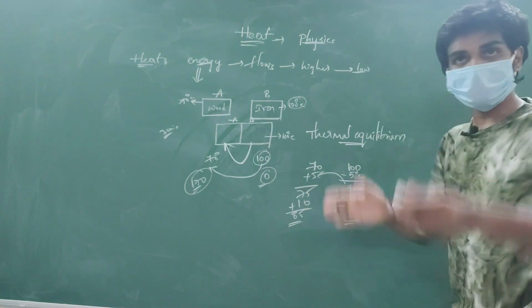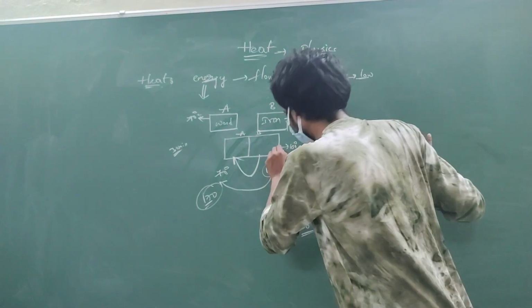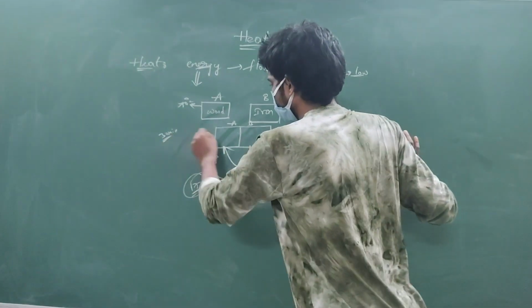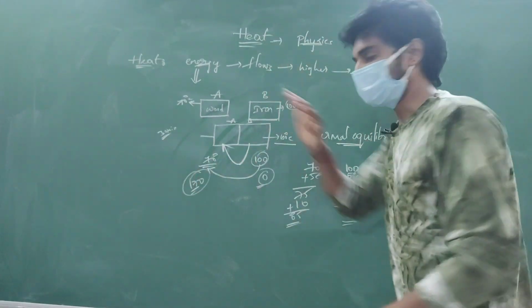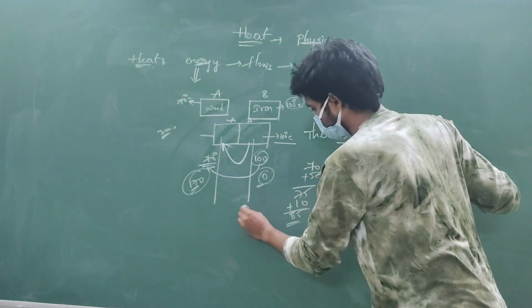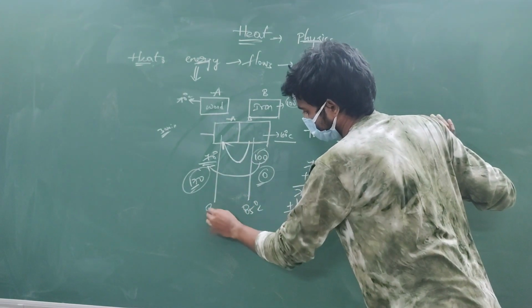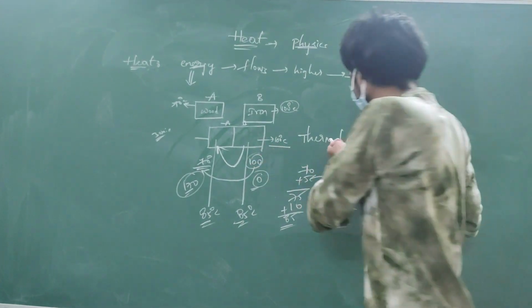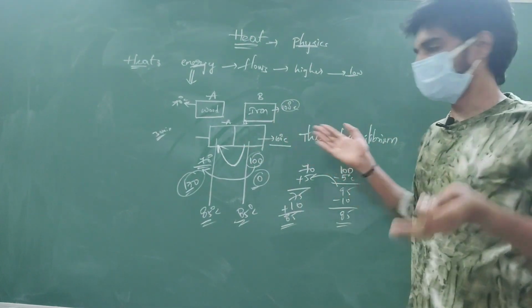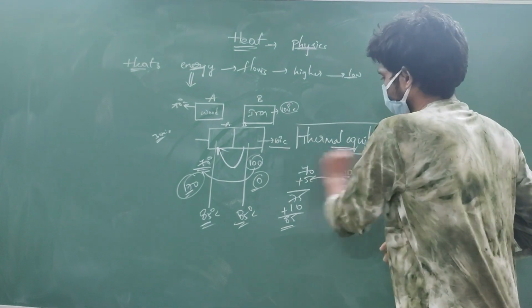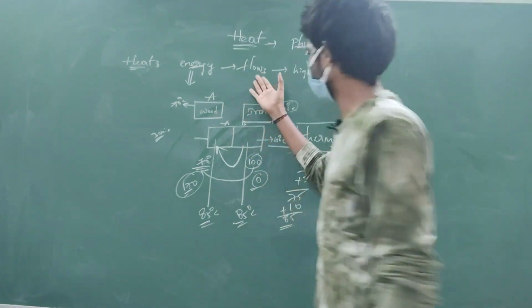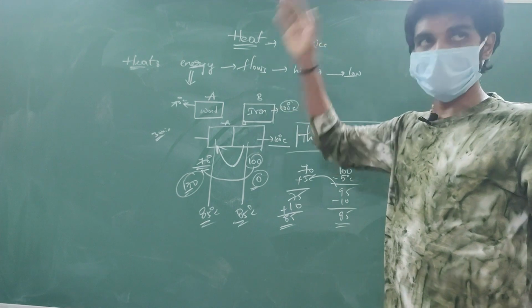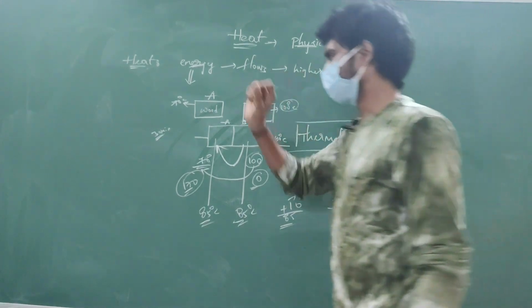After those two bodies get the same temperature, right? In the beginning it is at 100 and it is at 70, but at last they both come to the same temperature, 85 and 85 degrees centigrade. Clear? So that concept we call thermal equilibrium. We will deal with this later. But here heat energy flows from a body at higher temperature to a body at lower temperature.